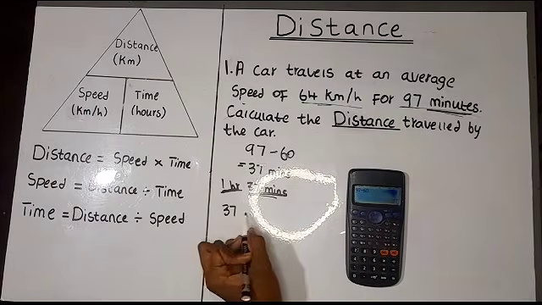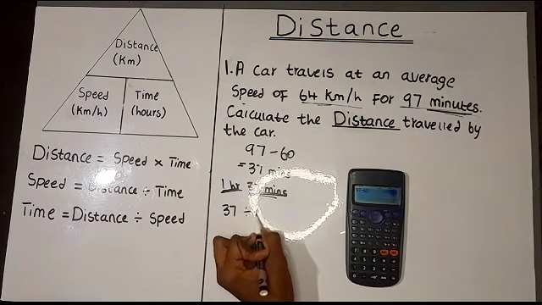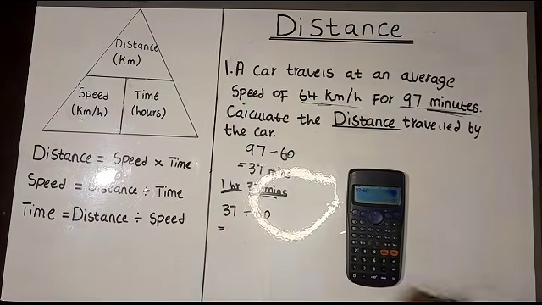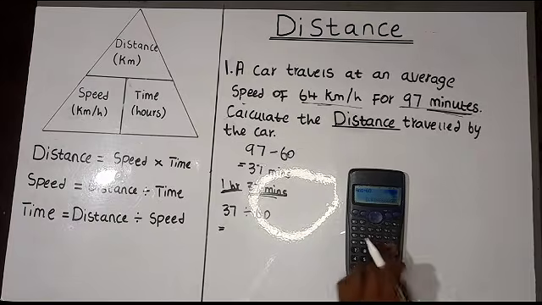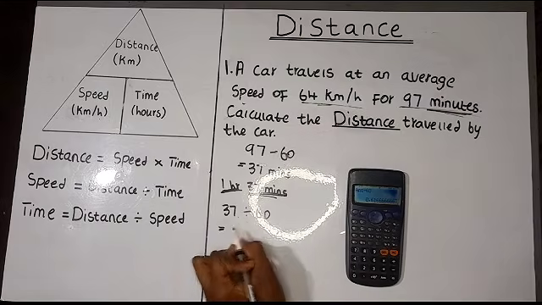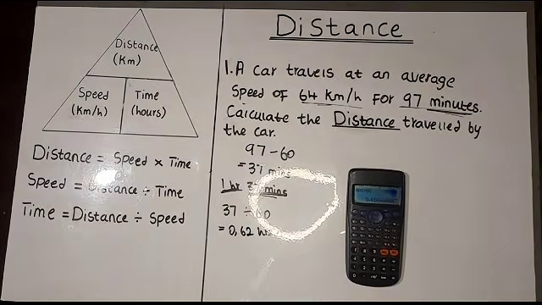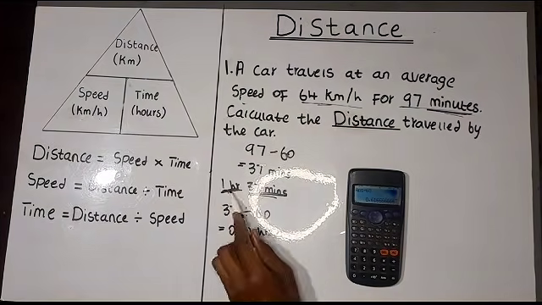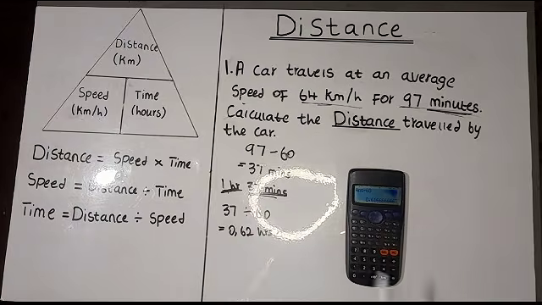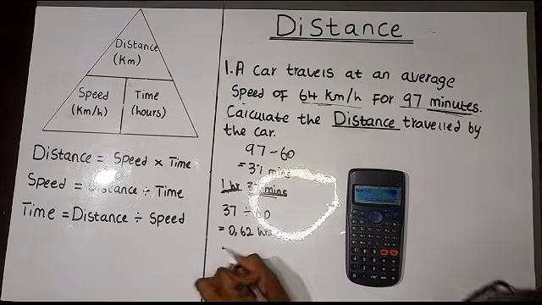So we're going to say 37 minutes divided by 60. That will give us 37 minutes in hours. So it's 37 divided by 60. It gives us 0.61666666667, right? Which means it's 0.62 hours. So that means we have 1 hour and 0.62 hours.